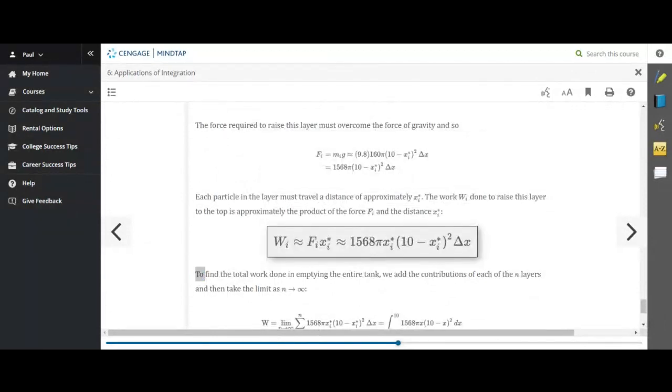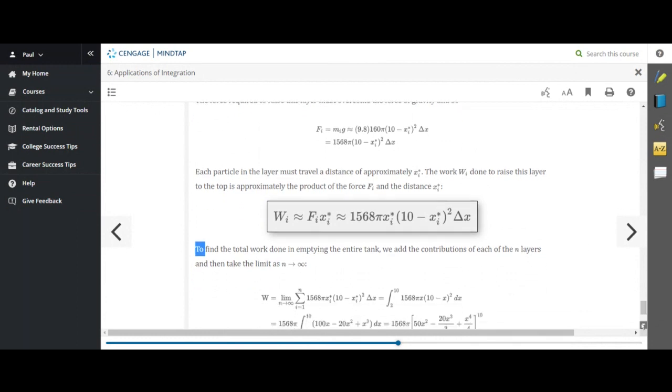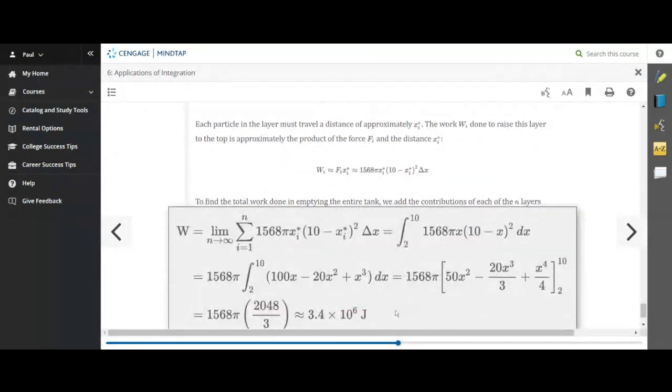equals the force times the distance. Well, the distance is x sub i. So now you have the work needed to bring up the ith layer of water to the top of the tank. And all you have to do now is add up all those pieces of work. And when you do that, the Riemann sum is going to become an integral. Okay, and so this is the final step here. The work is the limit as n goes to infinity of that Riemann sum, and that becomes the integral.